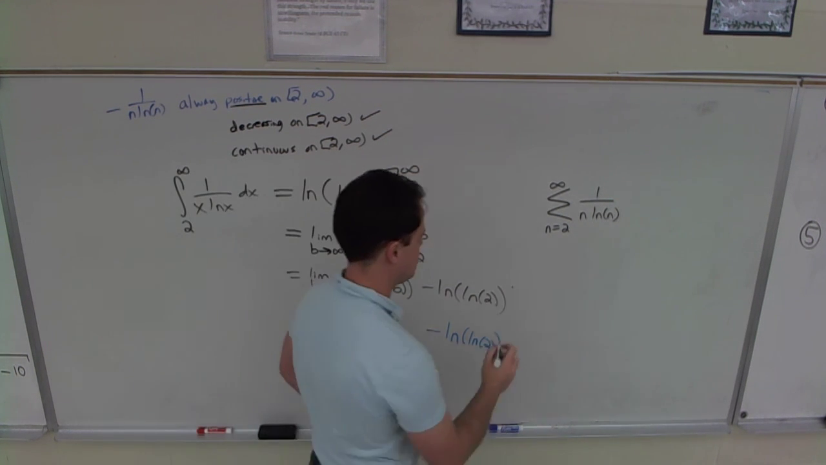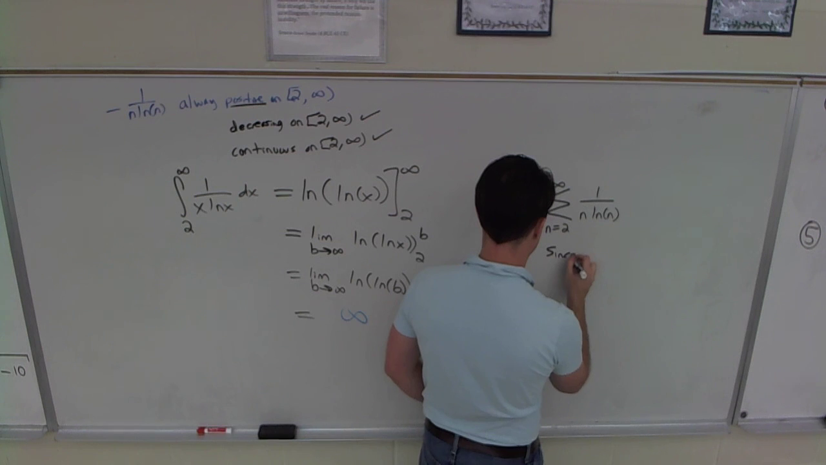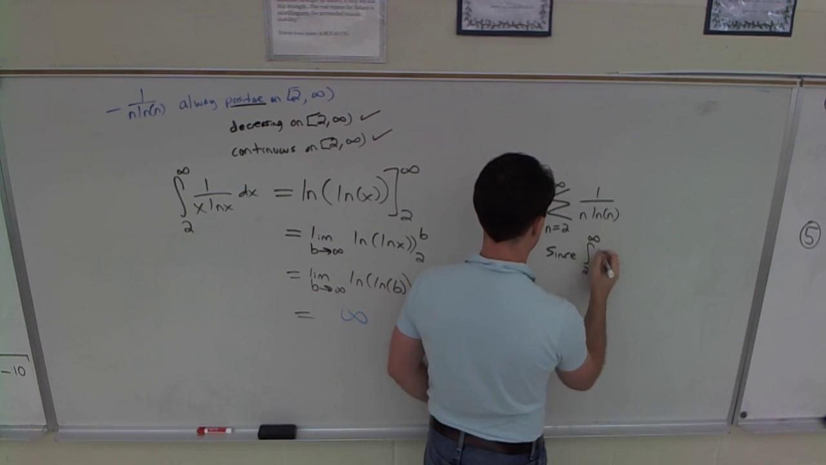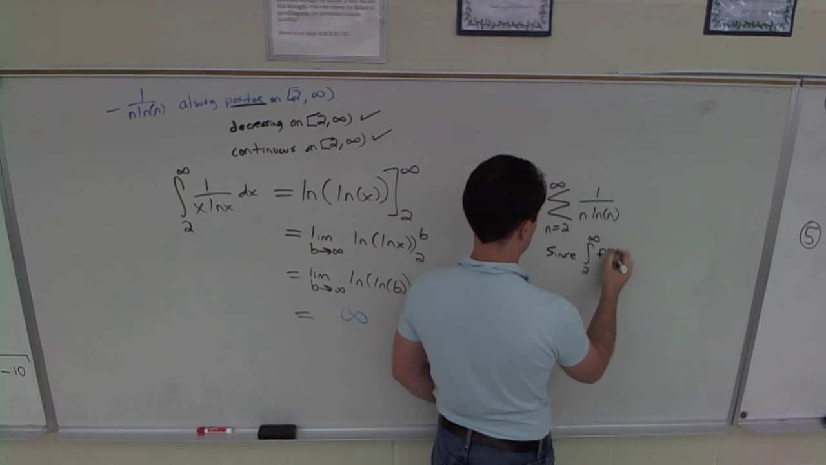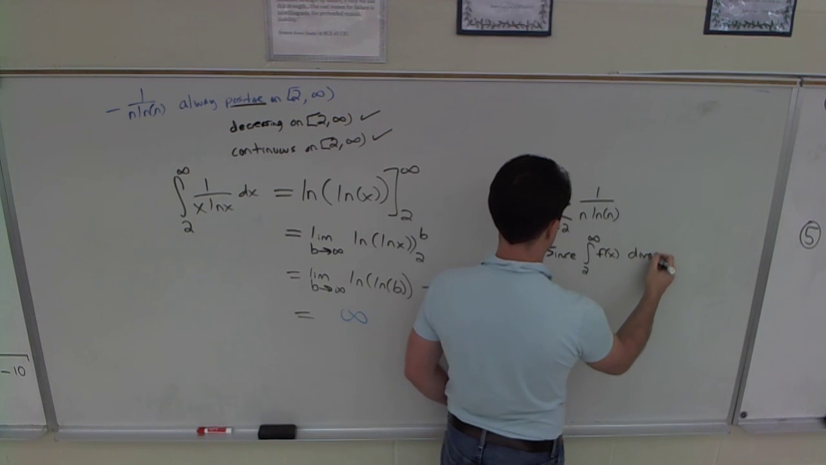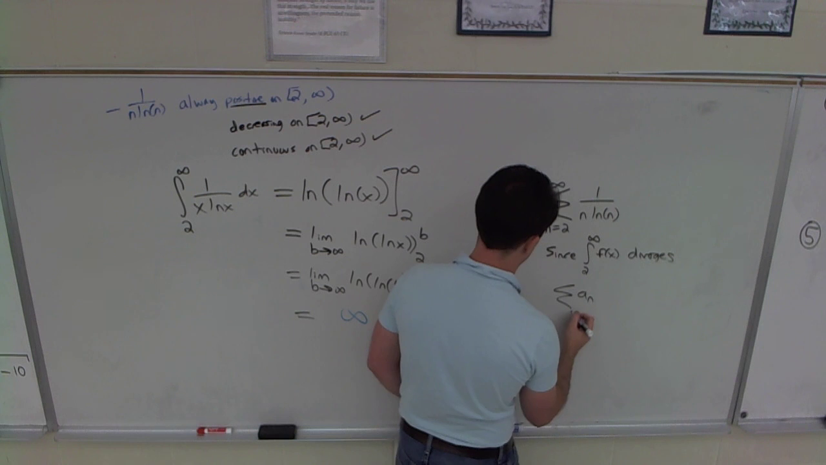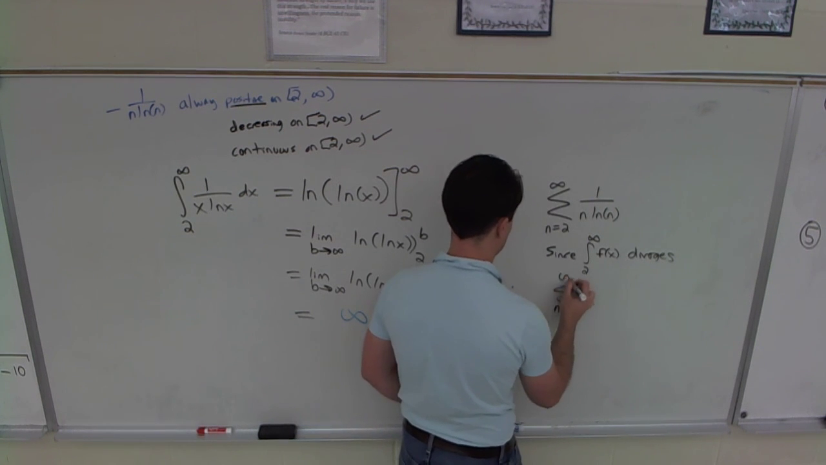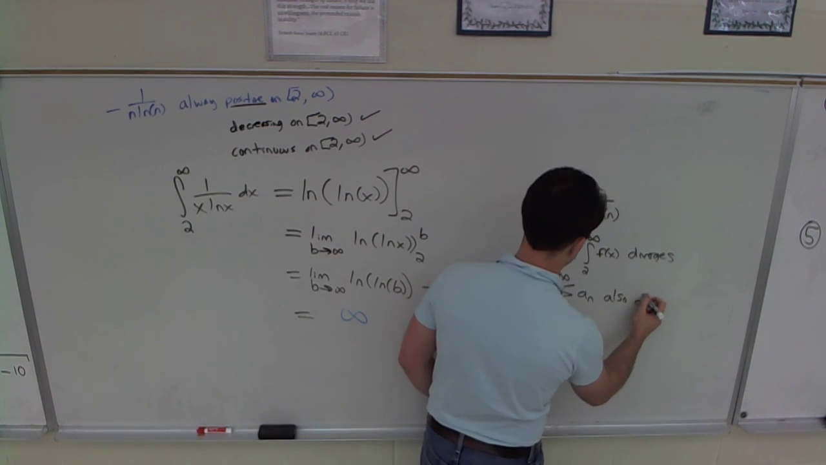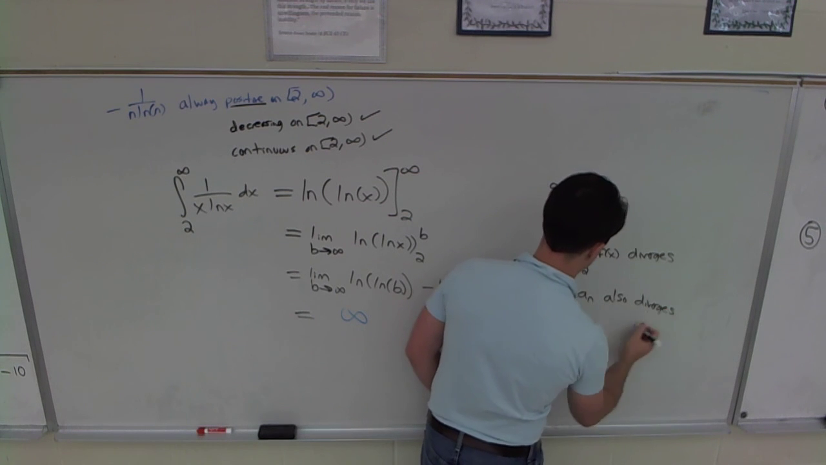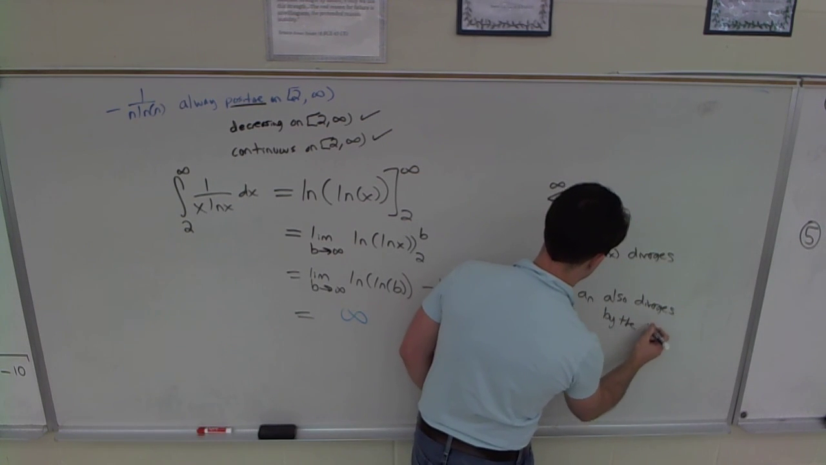You want to say that. So we'd go over here and say since the integral from 2 to infinity of f of x diverges, the sum of a sub n from 2 to infinity also diverges by the integral test.